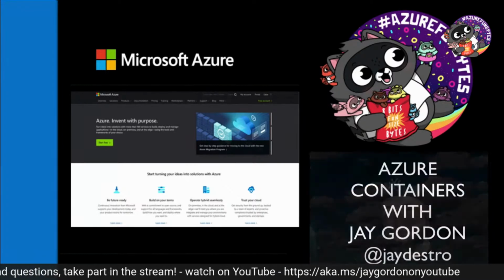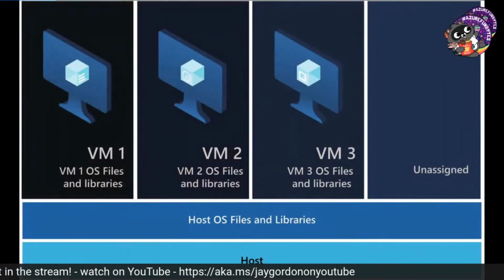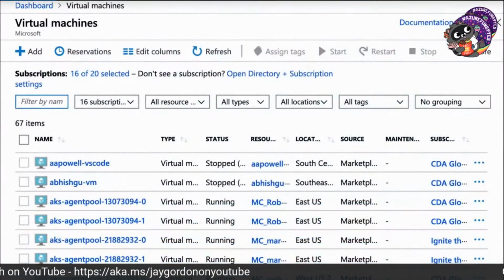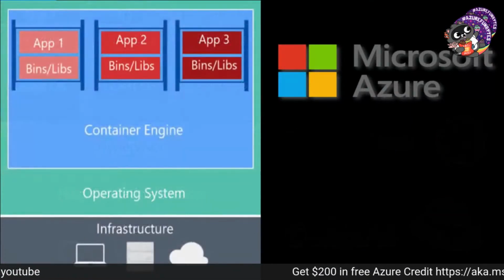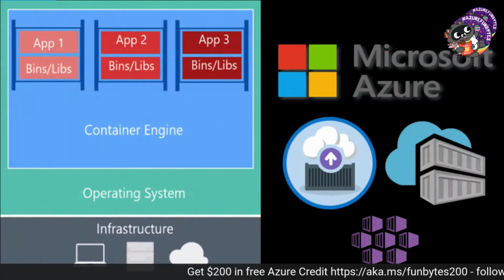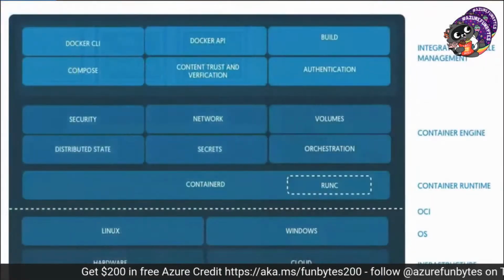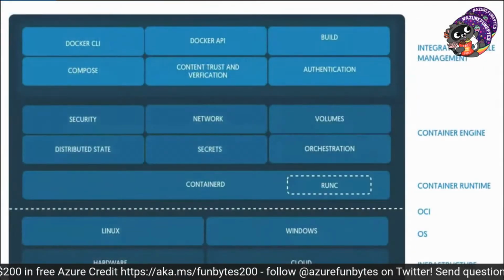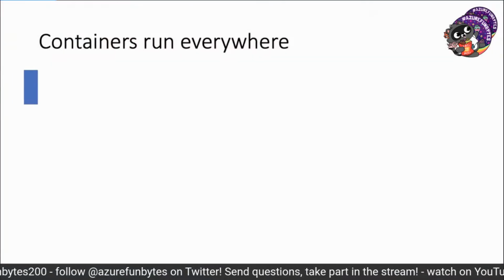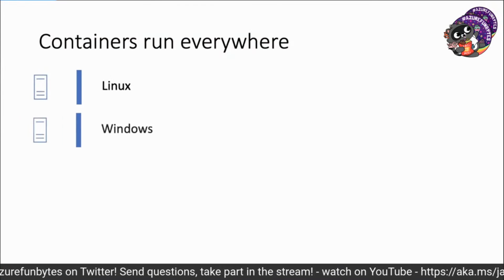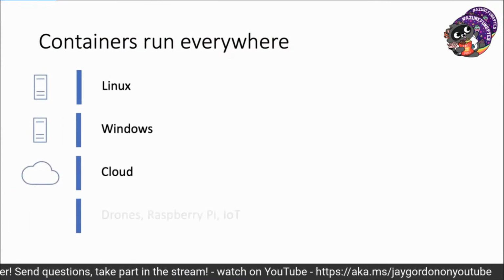You may have worked with virtual machines to deliver your application, but do you really need to manage all that underlying OS and dependencies? By using containers, you can create environments for your applications that are isolated from the actual computer or node that's running them. There's no hypervisor like Hyper-V or VMware. Containers can be run anywhere, on your local computer, in a data center, or even in the cloud, like Azure.